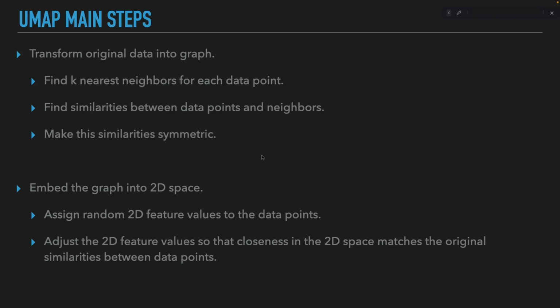And after that, we want to transform this graph into two-dimensional space, and we will do this by first assigning random 2D feature values to the data points. So we will represent the dataset by using two features, and each data point will start by having some random values. And after that, we will use stochastic gradient descent in order to optimize these feature values with the goal of having similar relationships in this two-dimensional space like we have in this graph.